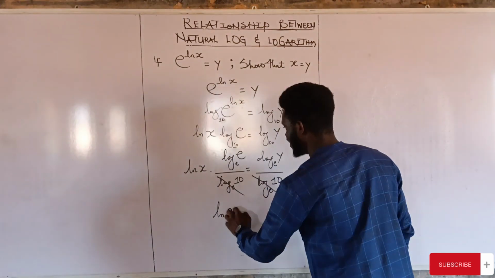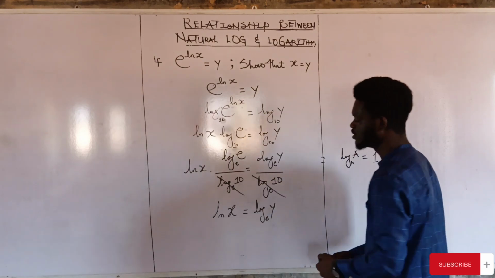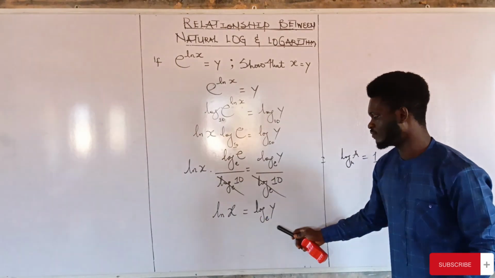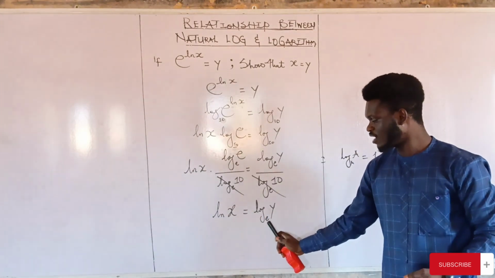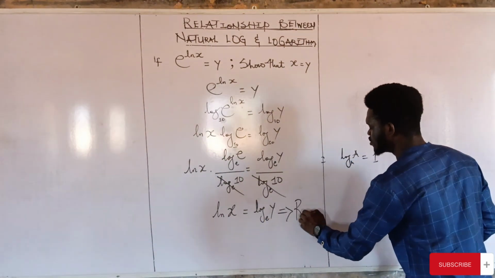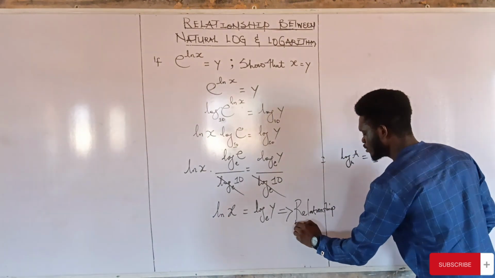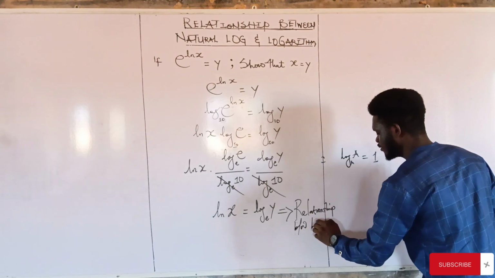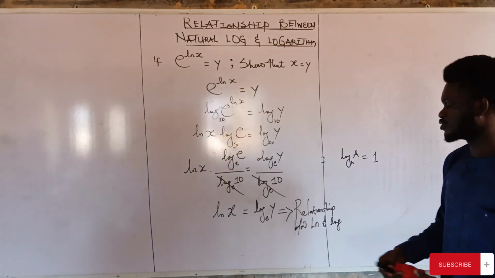So which means that ln x is equal to log y base e. This is proven. This is the law, exceptionally proven, and you must understand that. You can see what we did. Automatically, it means that this is the relationship. You can keep this in your mind. This is the relationship between ln and log.